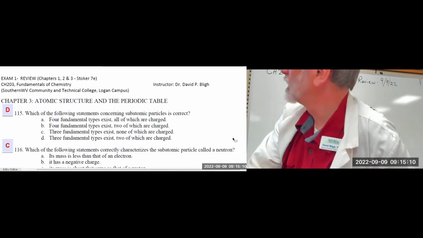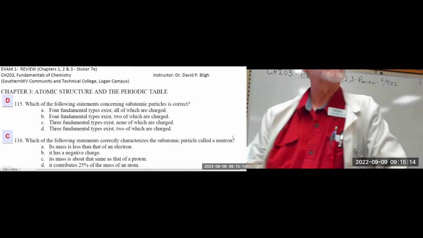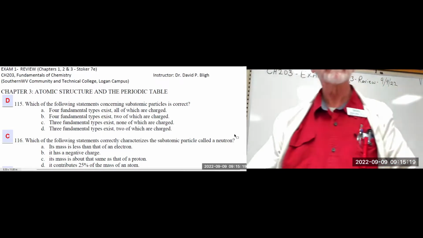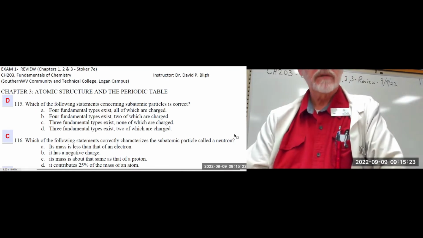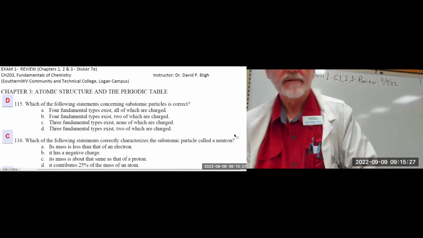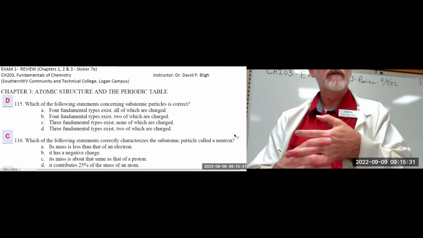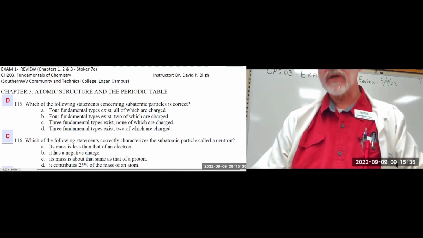Okay, that's on the board. Can you see that in the back of the room? I tried to make it as big as I could. Yep. Okay. All right, any particular ones? All of them from 150 down. 150? 150, okay.